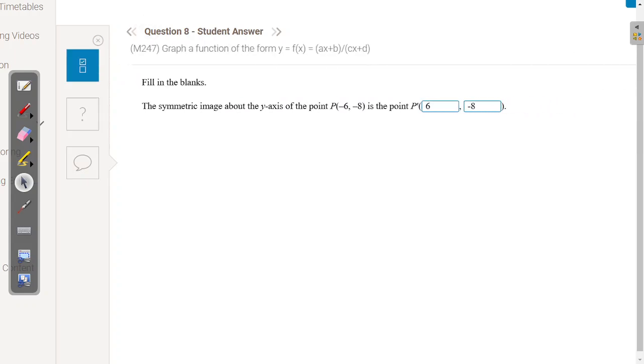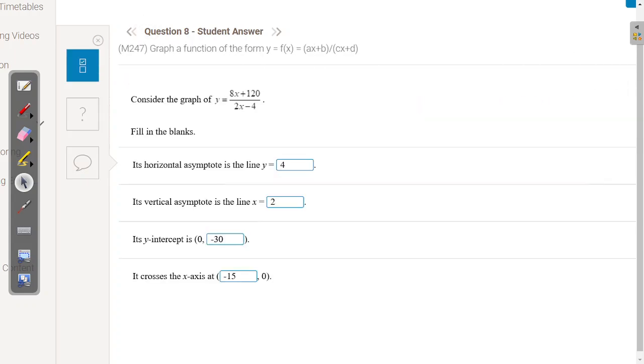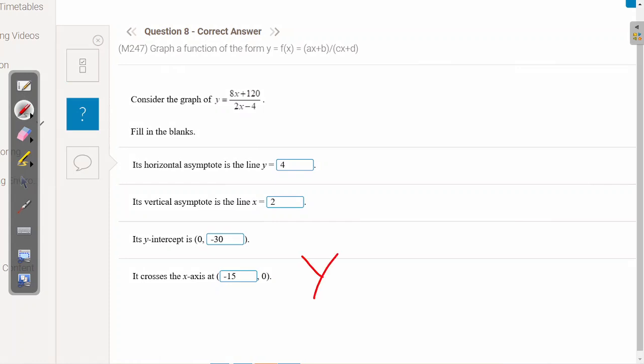Okay. Wait, did I put x equals negative 15? It's supposed to be y, but okay, whatever.